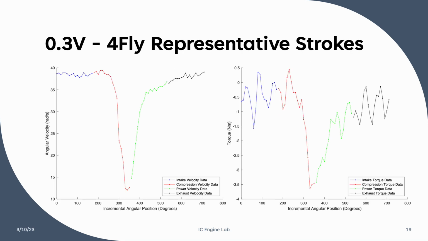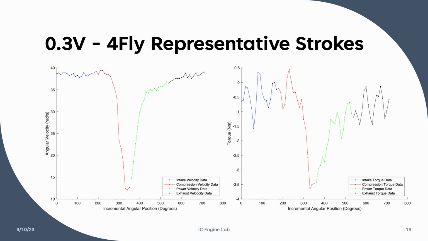The main goal of week 2 is to find the angular velocities and average torques for each of the 4 representative strokes. When the IC engine is running at steady state, we can create plots for each of these 4 strokes on an IC engine. These strokes are intake, compression, power, and exhaust.